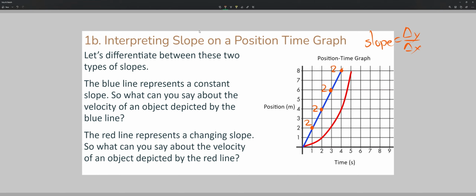And well, what can we say about the velocity of the object on this line? Well, constant slope means that my velocity is constant. If on a position time graph your slope is your velocity, then I have a constant velocity if I have a constant slope. Now the red line here represents a changing slope. So what can you say about the velocity of the object depicted by the red line?